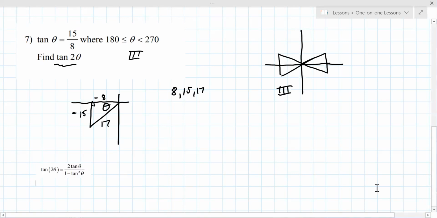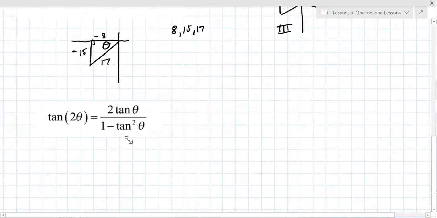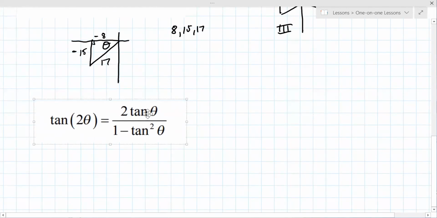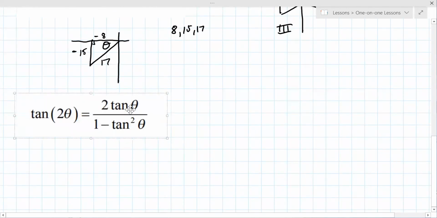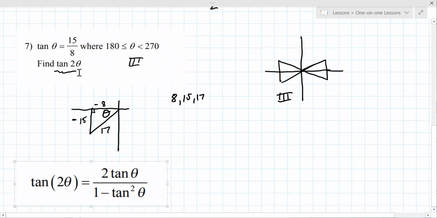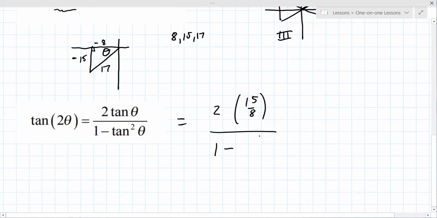And it could be a little bit confusing because of what we just did. You're finding the tangent of 2 theta. So the tangent of 2 theta is 2 tangent theta over 1 minus tangent squared theta. And so you have those values. This is 2 times the tangent of theta, which is 15 over 8. The tangent squared of theta, well, you take that number we just found and you square it on the bottom.